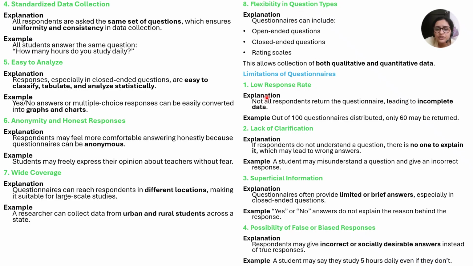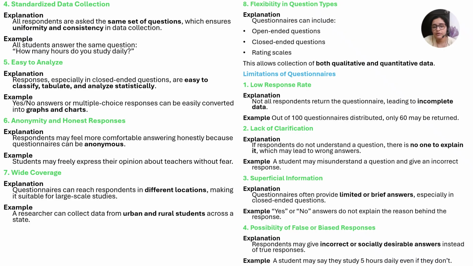And what are the limitations? Low response rate. All respondents will not answer the questions properly. Lack of clarification. If the respondents do not understand the question, there is no one to explain it, which may lead to wrong answers. Then superficial information. The questionnaires will provide limited or brief answers like yes or no type of answers. The researcher will not know much about it, hence he will get superficial information.